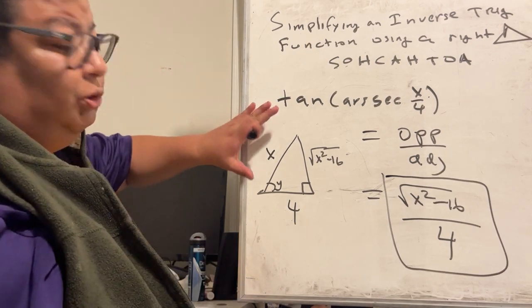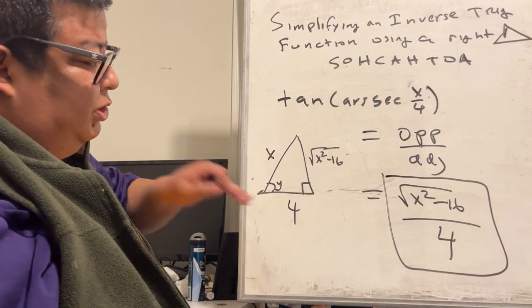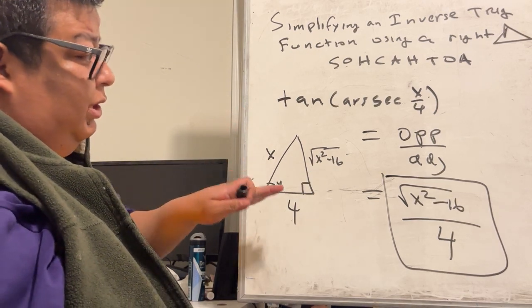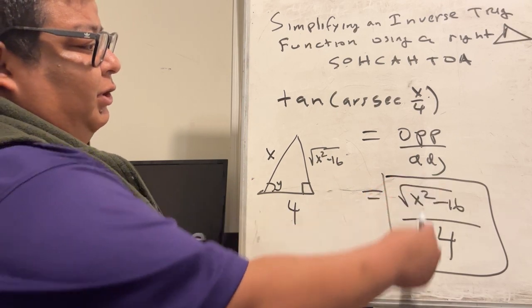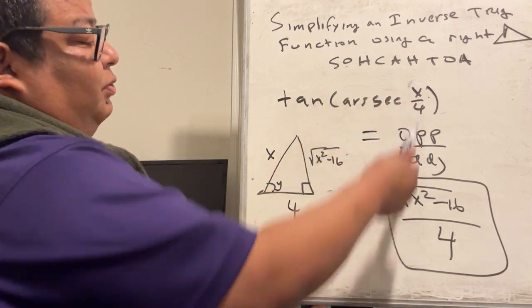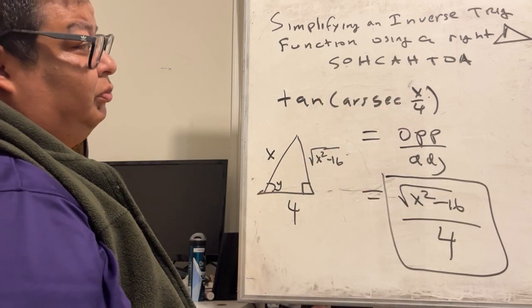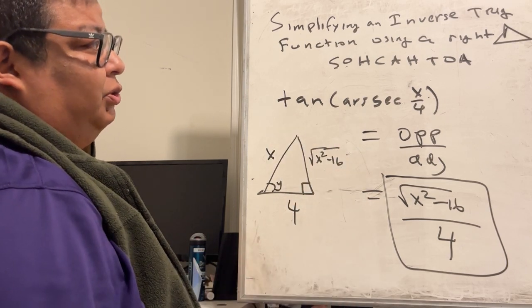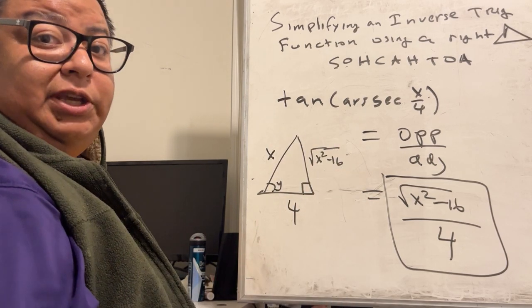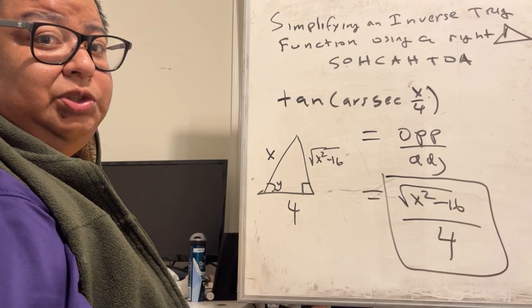So notice, first we draw the right triangle, we solve for each side, and then we come up with the final solution by using SOHCAHTOA, or the rules of sine, cosine, and tangent. Thank you very much. That's all I wanted to teach you in this video.